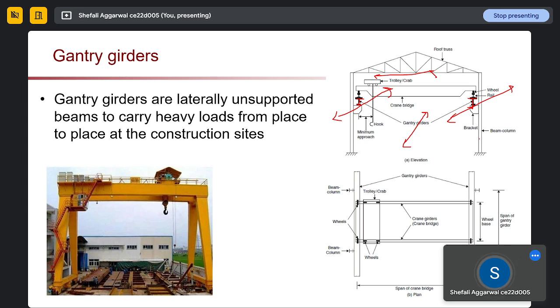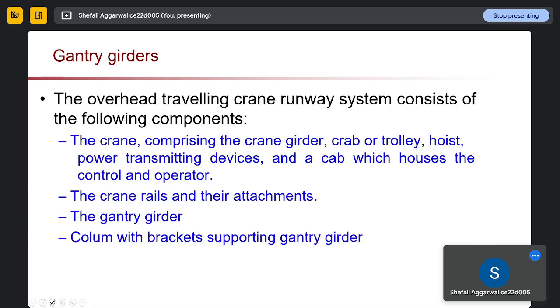And this is the beam and column joint, and this is the top view of the same thing. So this is our crane bridge, this is our trolley, and these dark areas, if you see, these are our wheels, below which these two things are our gantry girders. Okay. So these are the different components of our gantry girders.